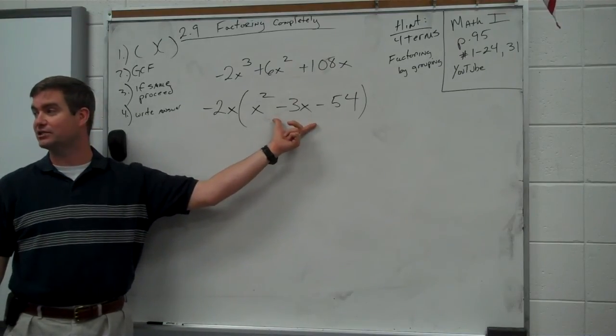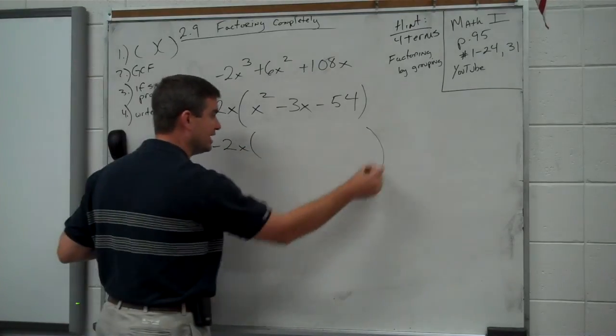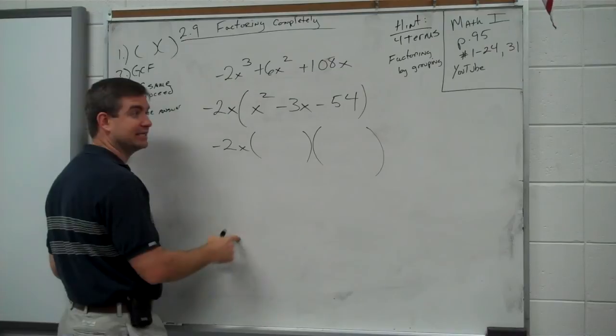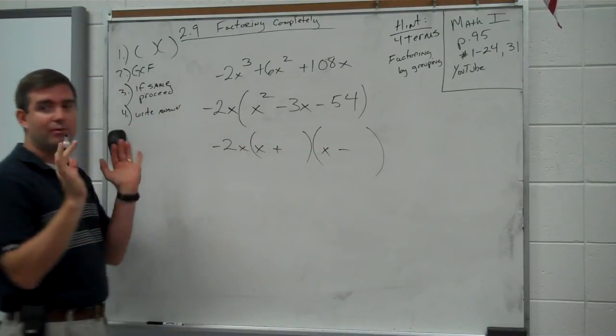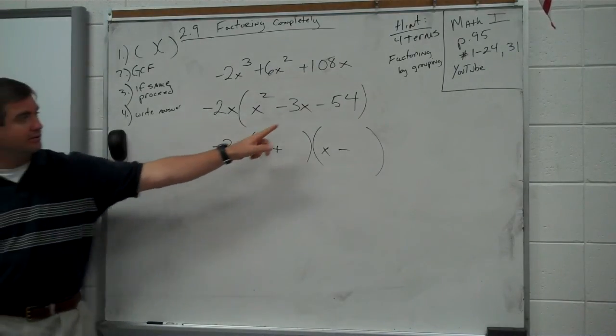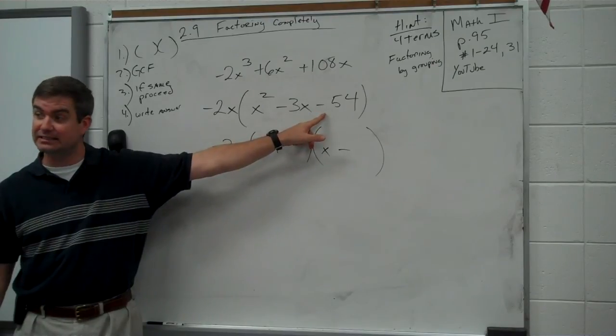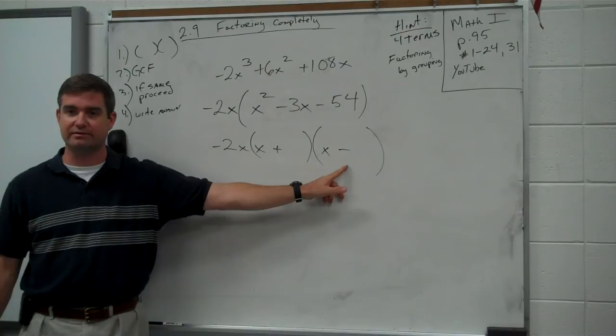Now we have to factor this using the same rules we did last week. Negative 2x is my GCF. Put my parentheses like this. I got x and x. I got plus and minus. You can do all of that without doing any thinking. Right? That's just automatic. Why is it plus and negative? Because the second sign is negative, and when that second sign is negative, one's positive and one's negative.